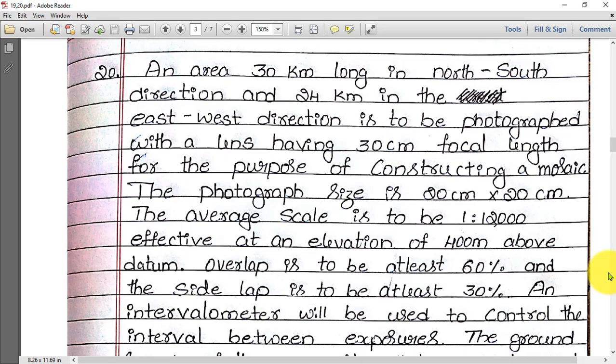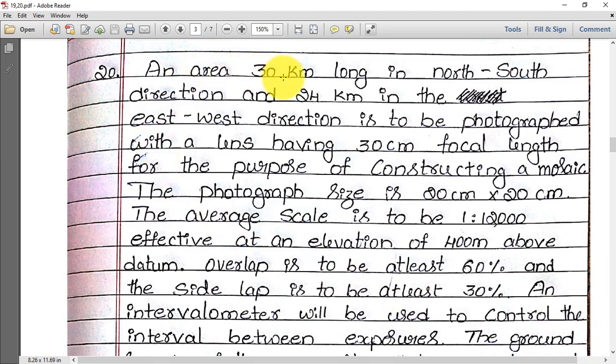Welcome everyone. Today we will be discussing a very important problem. This will be asked for 10 marks, 12 marks, 16 marks. Depending on the number of questions and sub-questions, they will assign marks. So usually this question will be asked for more than 10 marks only. First we will see what this question is.